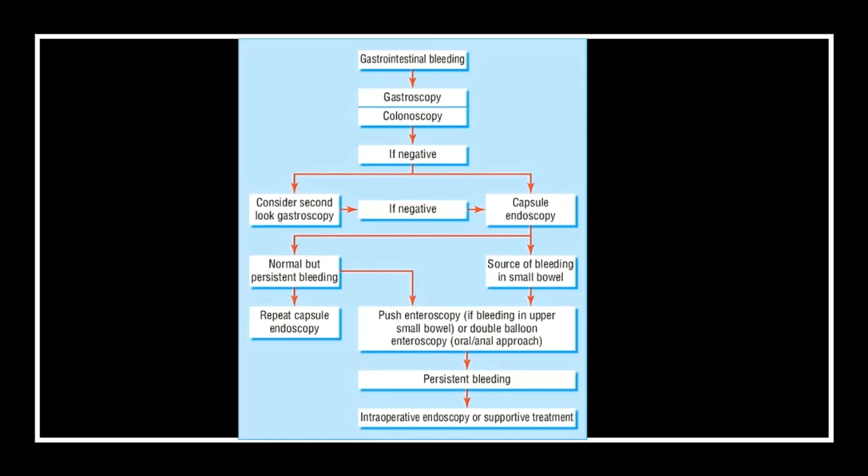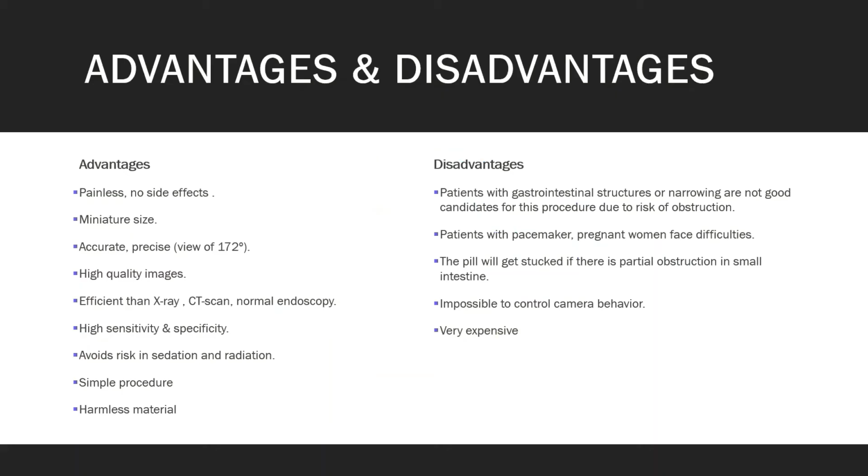Then push enteroscopy or double balloon enteroscopy is performed. In this part, double balloon enteroscopy is performed if persistent bleeding continues. Intraoperative endoscopy and supportive treatment can be performed. What are the advantages and disadvantages of capsule endoscopy?